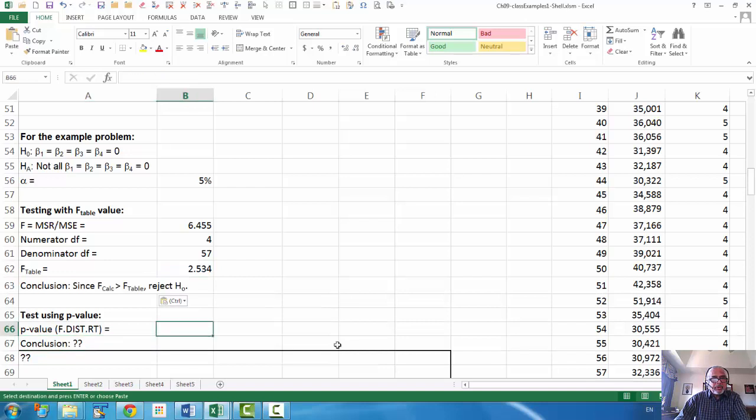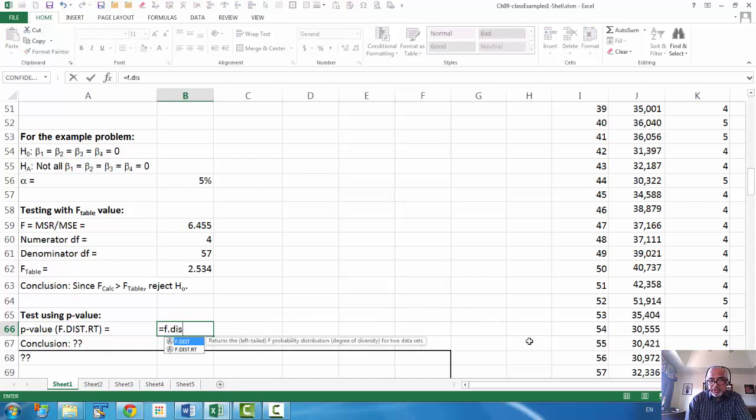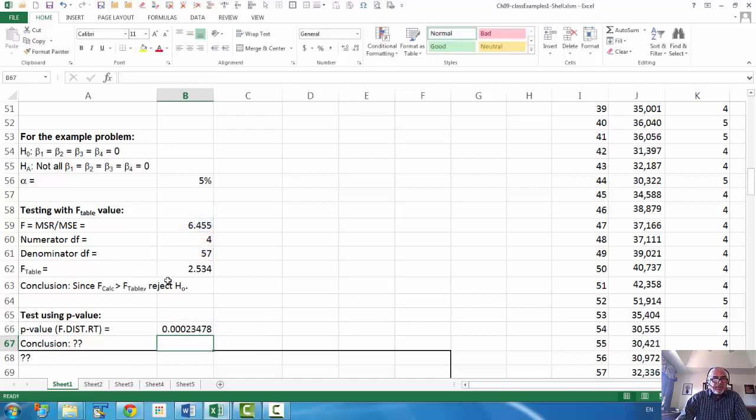We can also do a p-value test. Okay, so for p-value we need to use f.dist.rt, and we use the F-calc value and then the 2 degrees of freedom. So that will give us the p-value. So let's express that as a percentage. Okay, so this p-value is less than alpha, so we reject the null hypothesis.